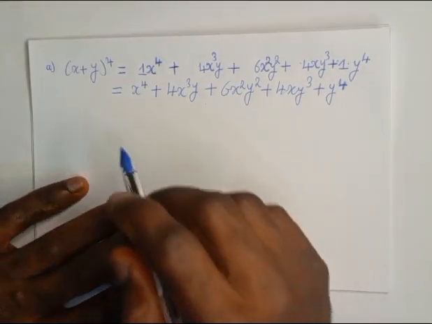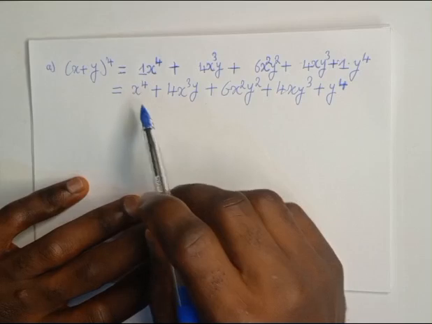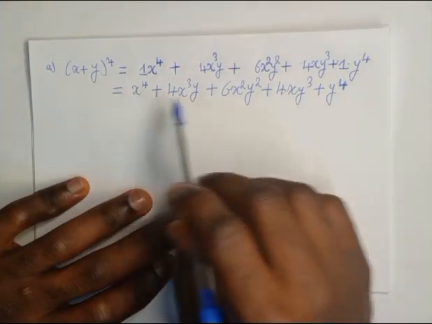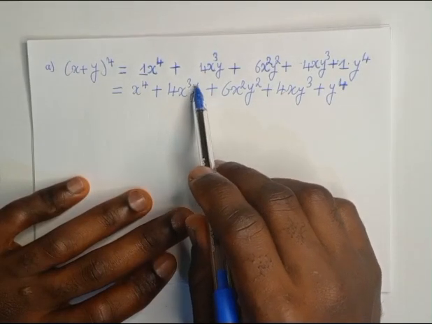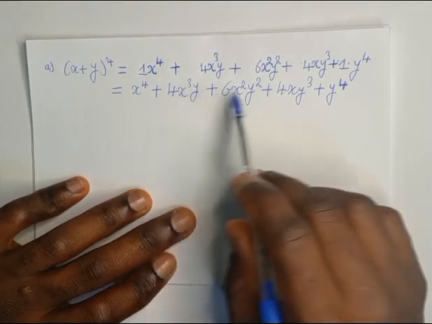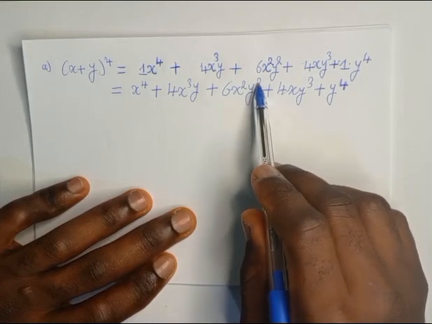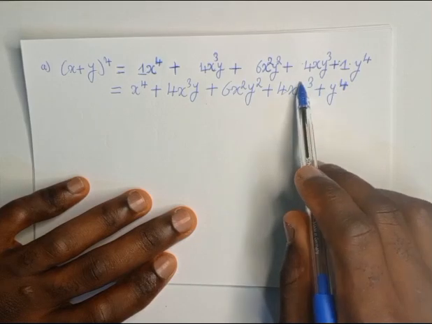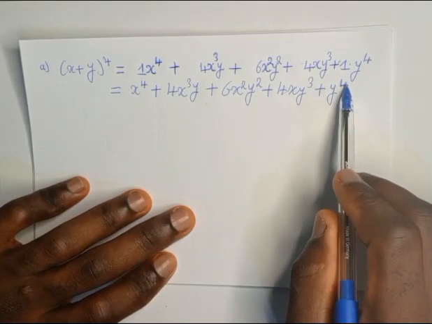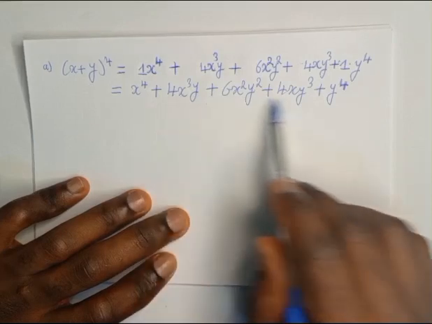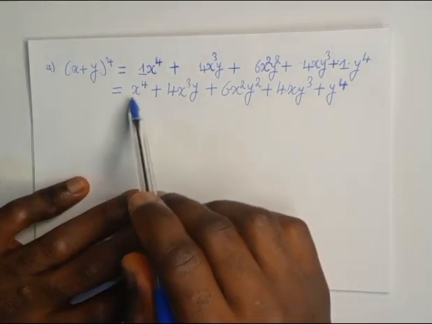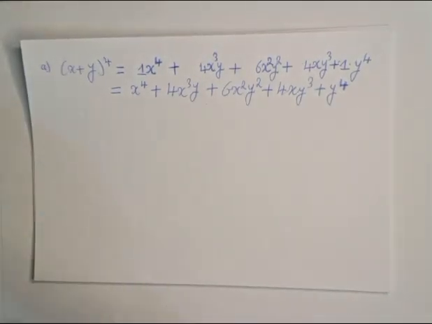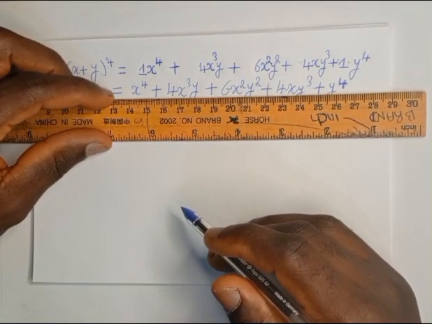You will see that for each term, if we add the powers, it must be equal to 4. Here the power of x is 4. Here x is to the power 3, y is to the power 1. 3 plus 1 is 4. Here x is to the power 2, y is to the power 2. 2 plus 2 is 4. X is to the power 1, y is to the power 3. 1 plus 3 is 4. And here y is to the power 4. These are the terms of this binomial expansion. It has 1, 2, 3, 4, 5 terms. We are done with the expansion. Let's underline the answer.